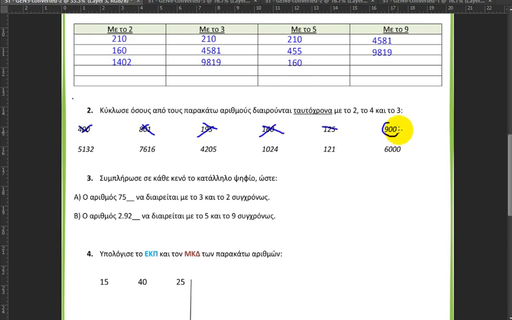No, this is actually divisible by all 3. And so is this. Yep. Not divisible by 2. This is not divisible by 3. This is not divisible by 3. This is divisible by all 3 of them. And this is not divisible by 3.